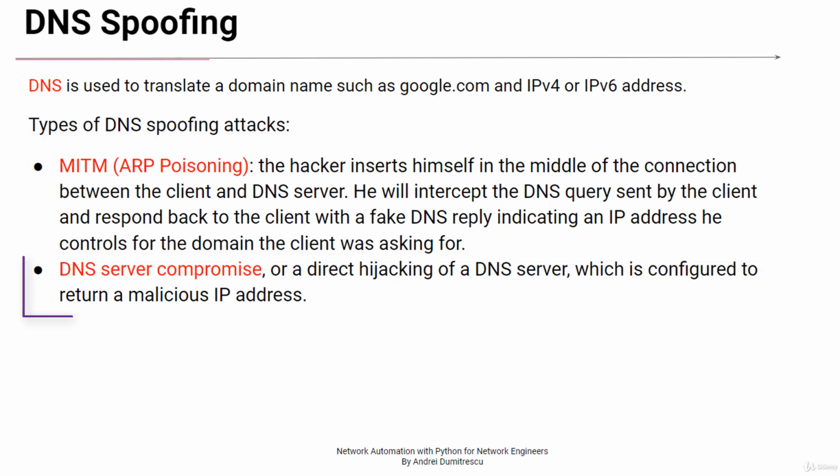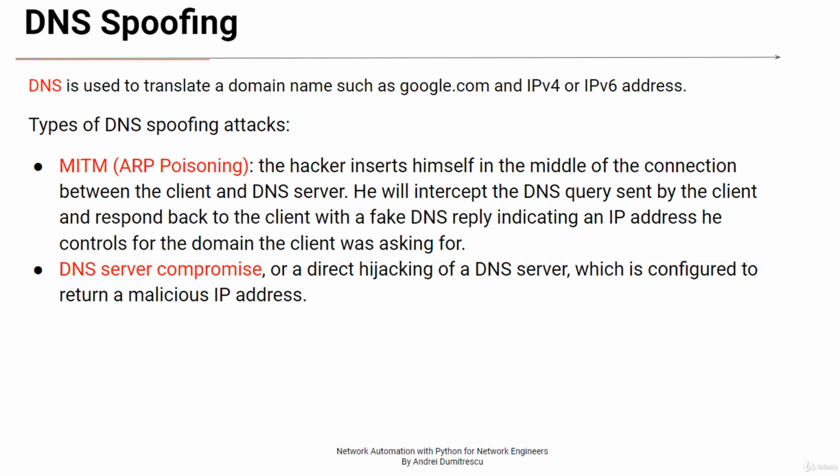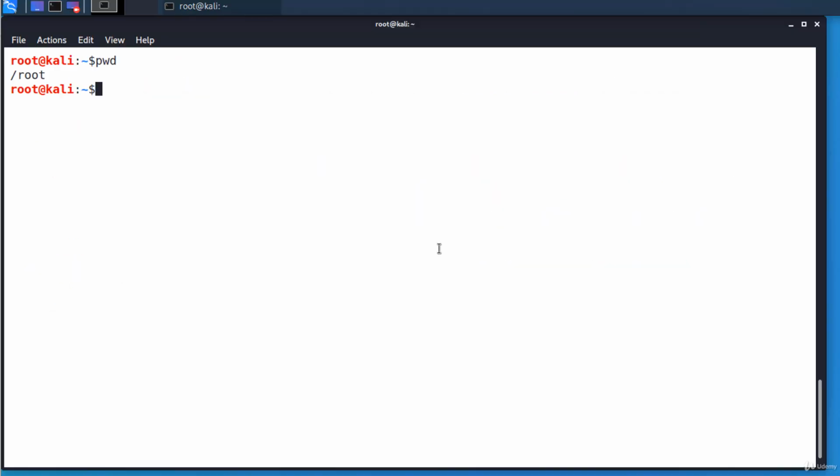And the second type of attack means a DNS server compromise or a direct hijacking of a DNS server which is configured to return a malicious IP address. In this video, I'll show you how to successfully execute a DNS spoofing attack using ARP poisoning and BetterCap. Let's launch the attack. I'm starting BetterCap as usual.